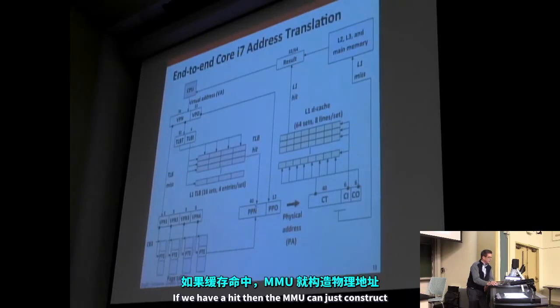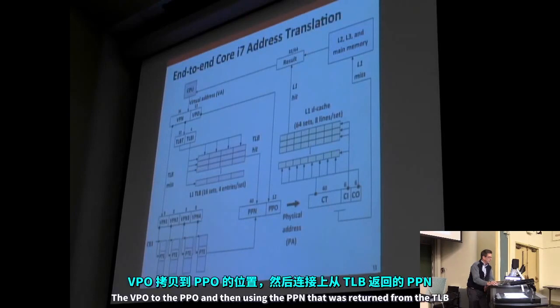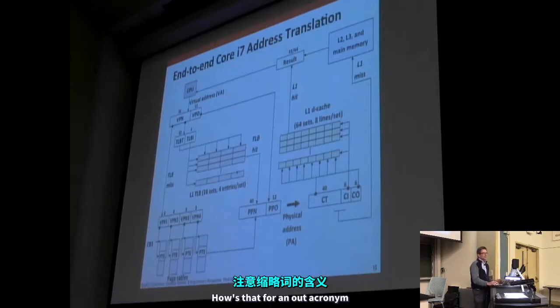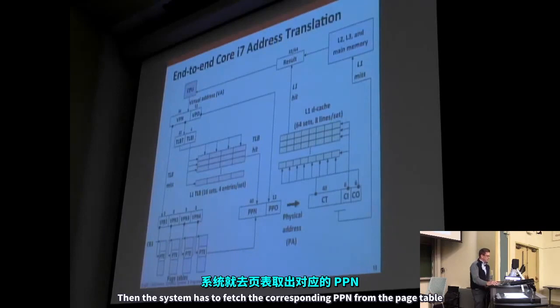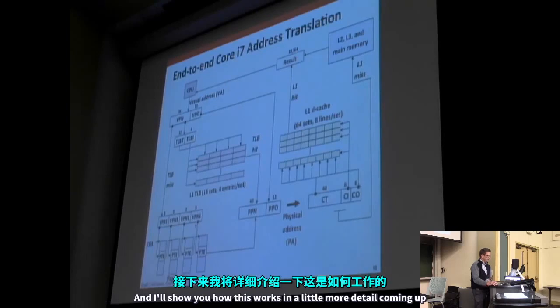If we have a hit, then the MMU can just construct the physical address directly by copying, as we saw before, the VPO to the PPO and then using the PPN that was returned from the TLB. How's that for an acronym? So if there's a TLB miss, then the system has to fetch the corresponding PPN from the page table using that multi-level lookup we looked at before. And I'll show you how this works in a little more detail coming up.